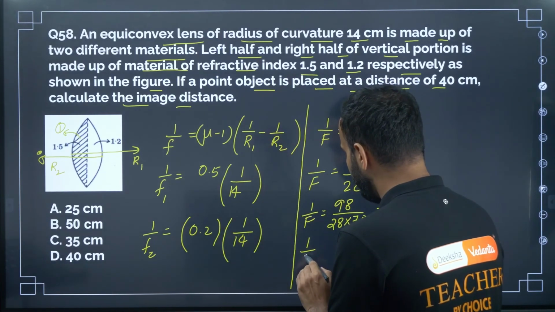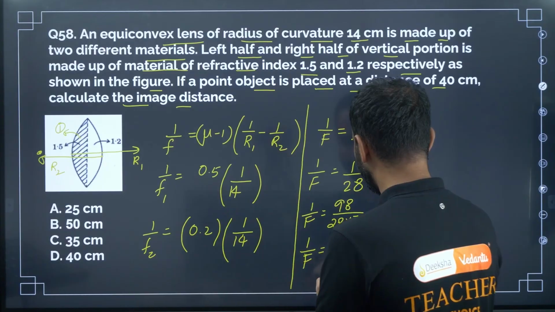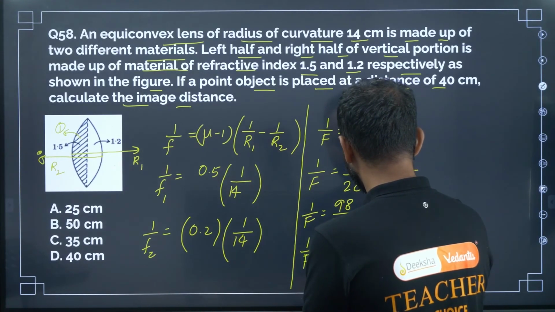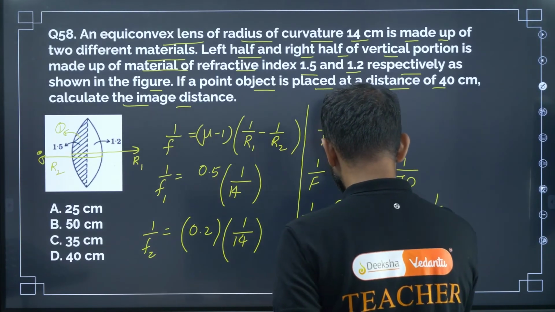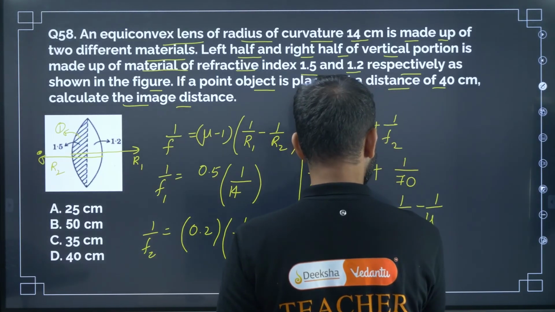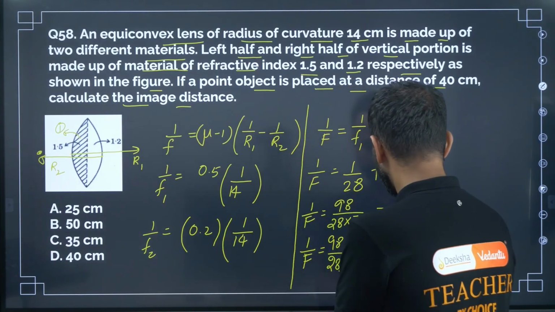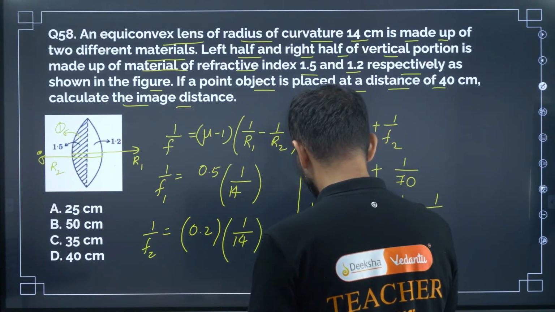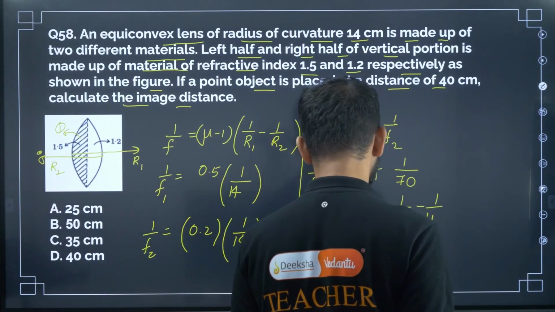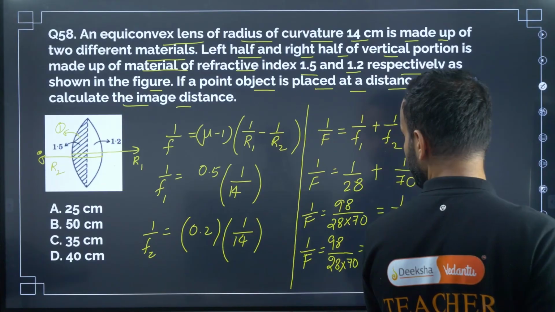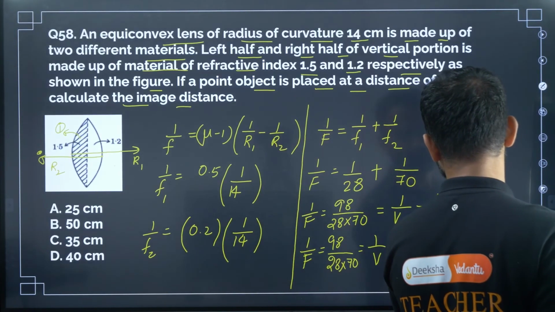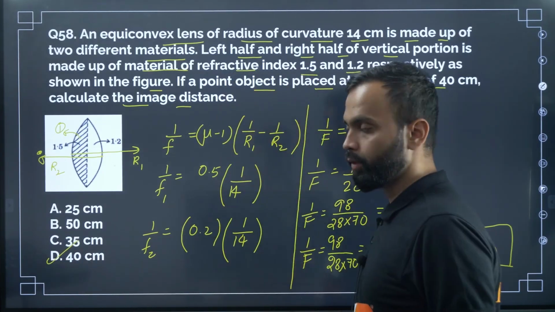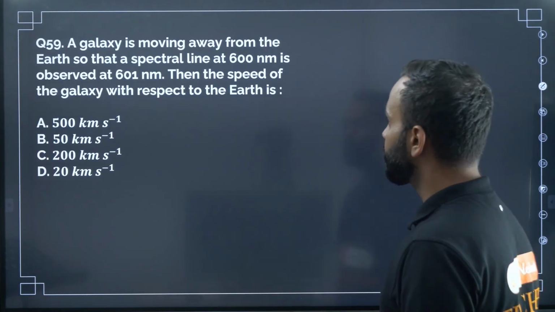So now 1 divided by F is equal to 98 divided by 28 into 70, which is equal to 1 divided by V minus 1 divided by minus 40, that is 1 divided by 40. Okay, so now solve this, and we will get V equal to 40 centimeter. The correct option is D. Next question, question number 59.